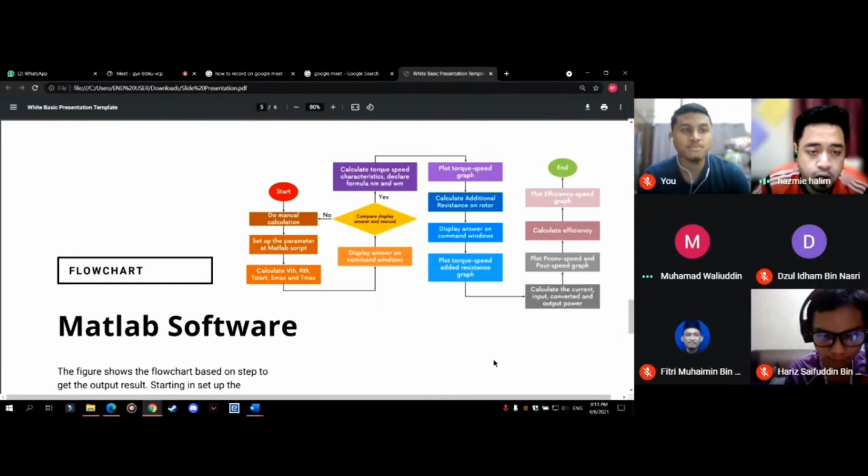And if yes, calculate the torque speed characteristic, declare the formula, M and WM. Then plot the torque speed graph and calculate the additional resistance on the rotor. Then display the additional resistance on the rotor. After that, display the answer on the command window. Then plot the torque speed added resistance graph, and calculate the current, input, converted, and output power. Then plot the P converted speed and P out speed graphs. Next, calculate the efficiency, and the last step is to plot the efficiency speed graph.